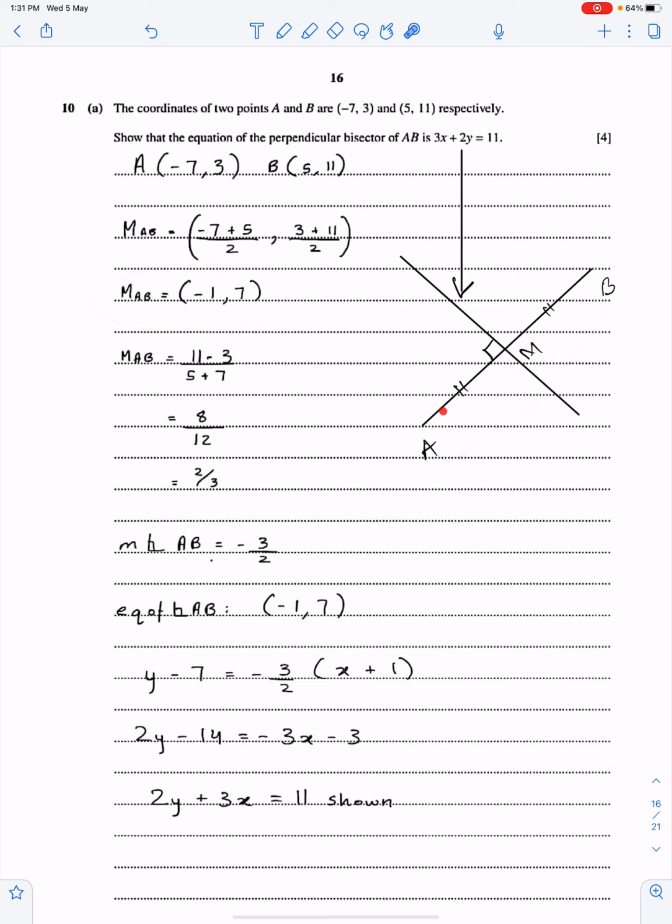Now work out the gradient of AB. The gradient of AB is 2 upon 3. Therefore, the gradient of this perpendicular bisector must be minus 3 upon 2. Now we have the point and we have the gradient, so we can easily get the equation of this bisector. This is the required equation of this bisector.